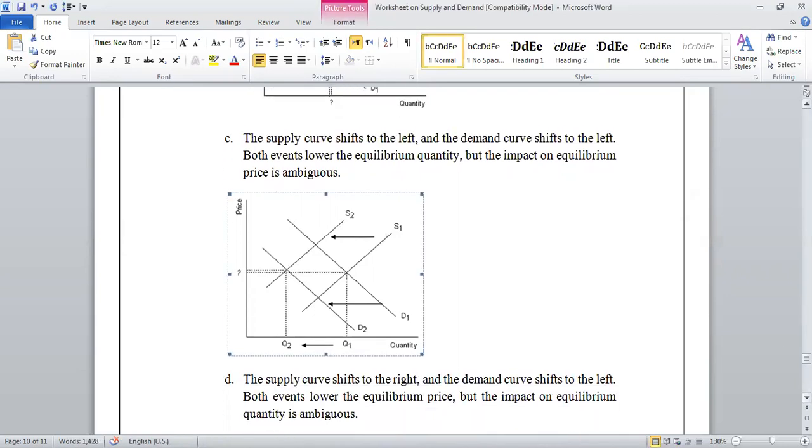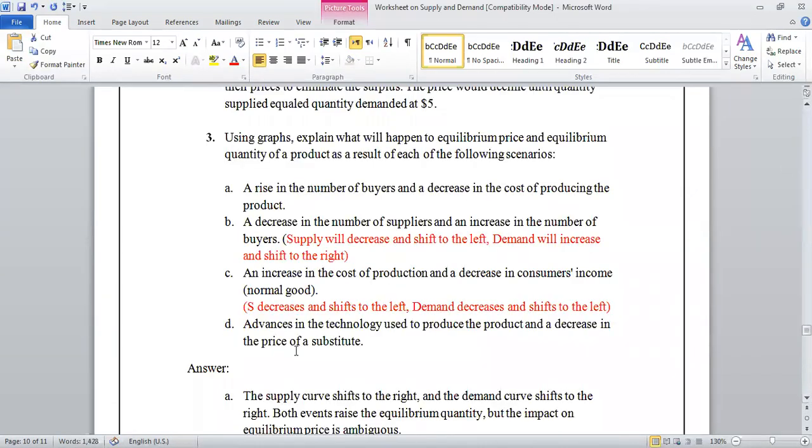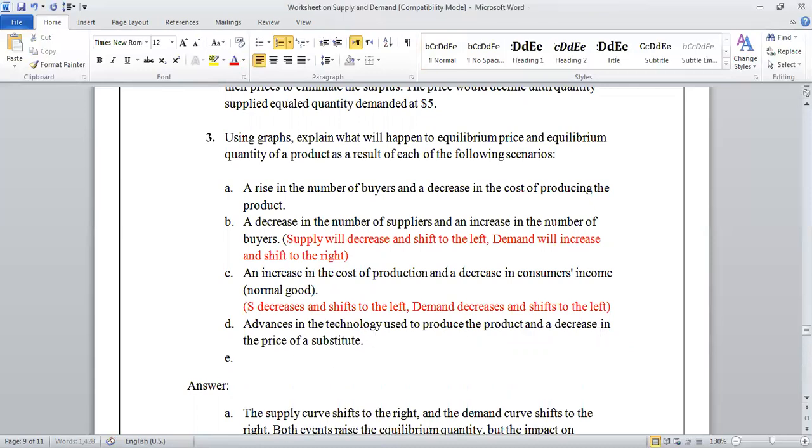Now question D. Advances in technology used to produce the product, so I have a technological improvement, and at the same time a decrease in the price of a substitute, so here I also have two shifts. Okay, let me think. Technology is on the supply side. There was a technological improvement, so supply will increase and shift to the right.